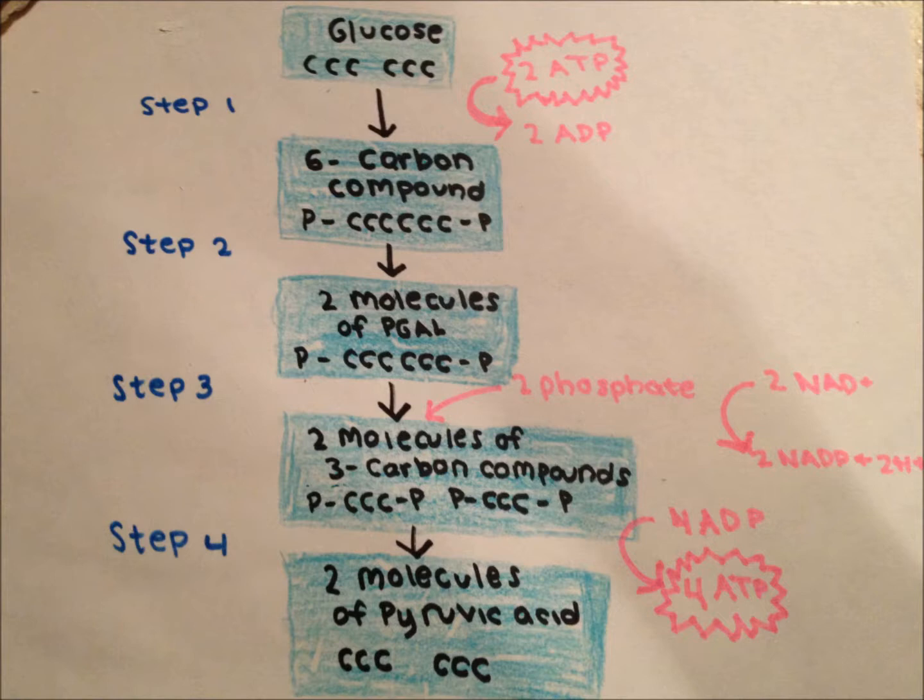Step 1. A new molecule of glucose is converted into a new 6-carbon compound. Step 2. The new 6-carbon compound is split into 2 molecules of PGAL. Step 3. The 2 PGAL molecules are oxidized to produce 2 new 3-carbon compounds. Step 4. The new 3-carbon compounds are converted into 2 molecules of pyruvic acid.